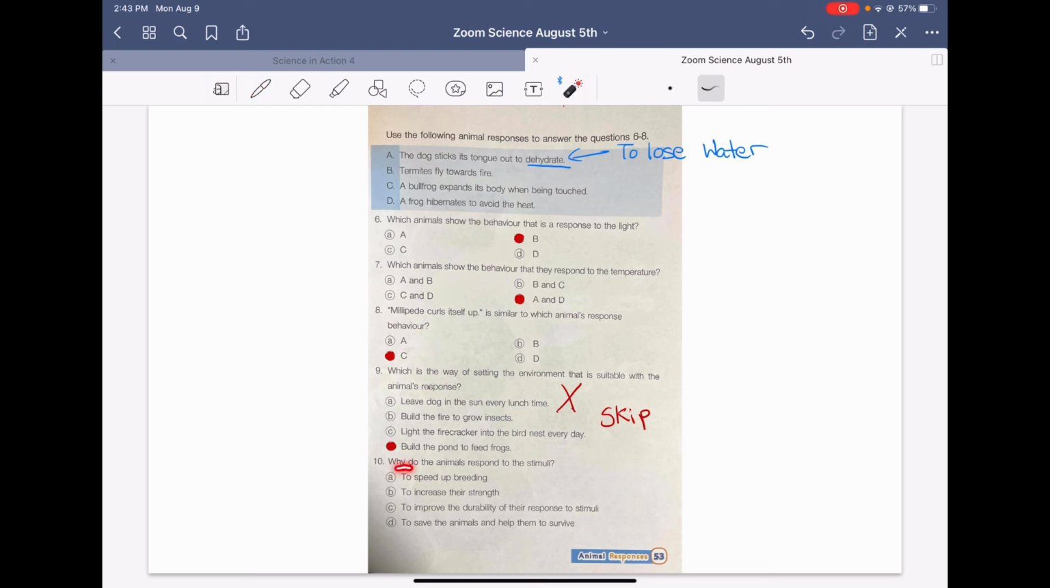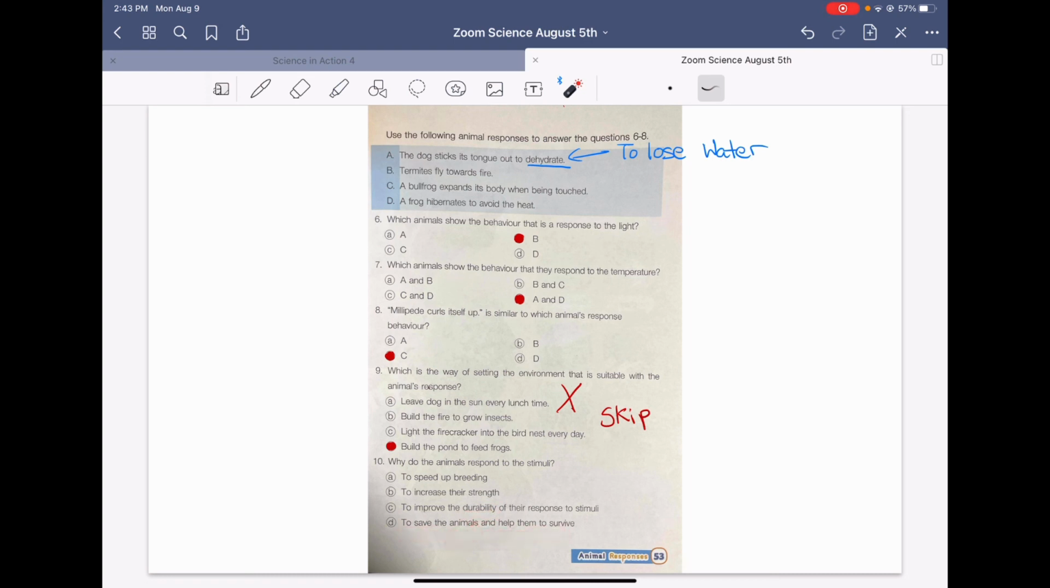So, why do the animals respond to the stimuli? What does stimuli help them do? It helps them live. It helps them do everyday things. A, to speed up breeding. No, it's not breeding. Breeding is about having boys and girls making kids. To increase their strength. No, it does not make them stronger. To improve the durability of their response to stimuli. No. To save the animals and help them survive.